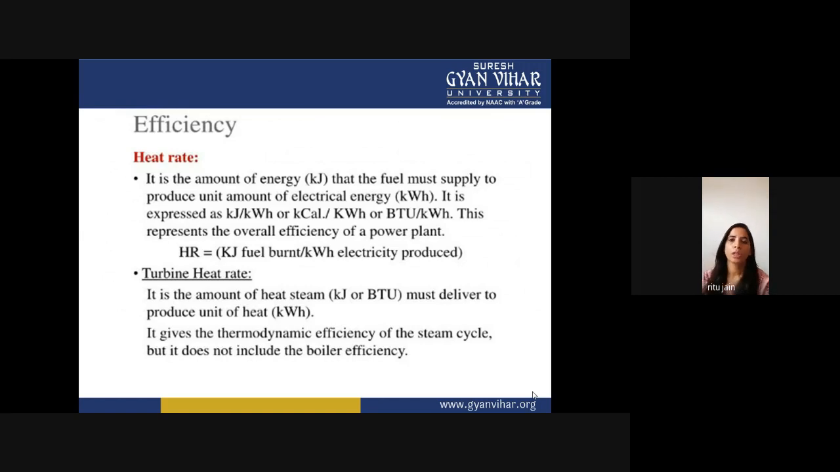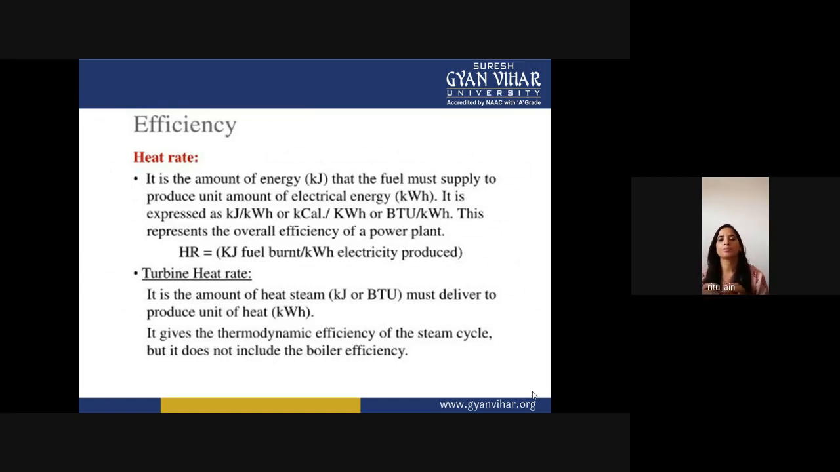So heat rate means that the fuel is supplying energy, suppose in joules, and this produces a unit amount of electrical energy in kilowatt hour. So it is expressed as kilojoule per kilowatt hour. That is your heat rate. Hope you can understand.